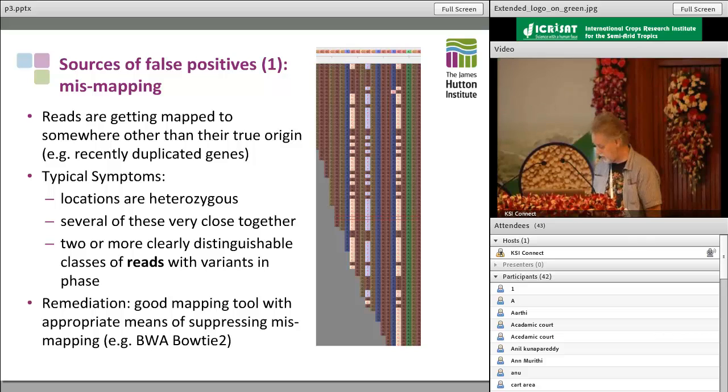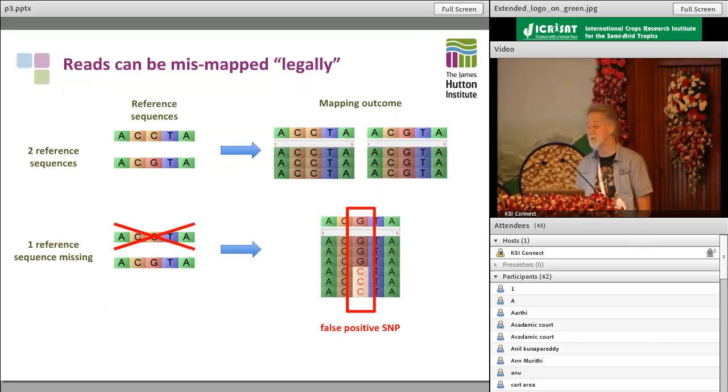But it's also important to realize that you can actually mismap reads quite legally as well. So really one of the problems you have is that, if you have a situation here, I've got a sort of naughty situation here where you start off with a couple of reference sequences which differ by a SNP. And if both the references are there, when it comes to mapping these trivial short reads, then everything maps really quite nicely.